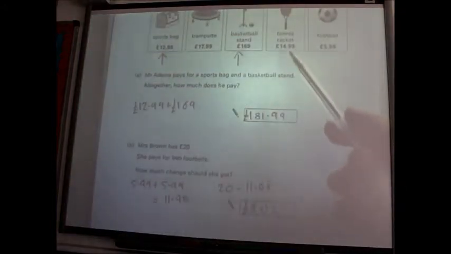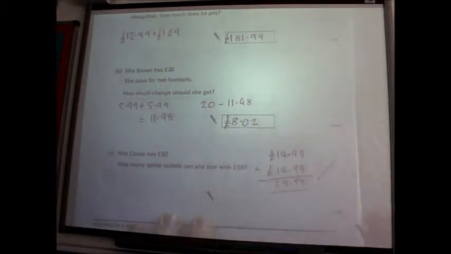Mrs. Cook has £50. How many tennis rackets can she buy with £50? Well, the tennis rackets are $14.99 each, so she can at least buy one. And the way I do this is keep adding up your tennis rackets. So $14.99 add $14.99, that comes to $29.98. So she can definitely get 2, so that's a tick.